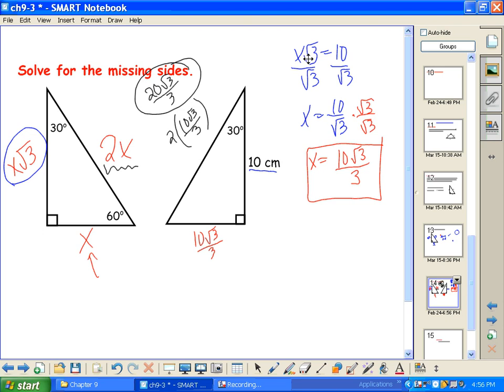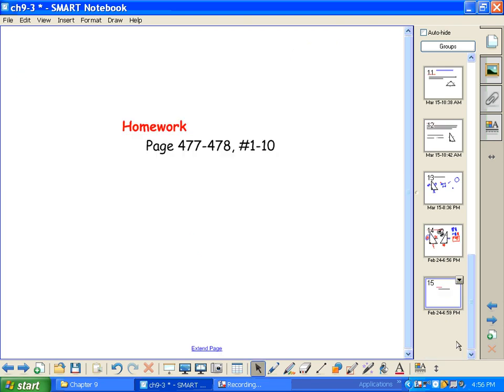You do have homework tonight. It is the homework that is on your syllabus. It's on page 447, 477, 478, numbers 1 through. This is sometimes a hard concept to grasp at first, but you do need to practice it. Help each other as much as you can. I will be back tomorrow and we can answer any other questions that you have and clear up any misconceptions.